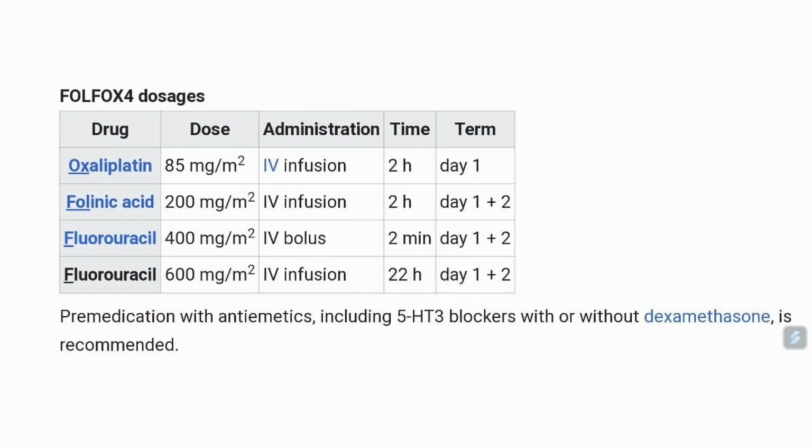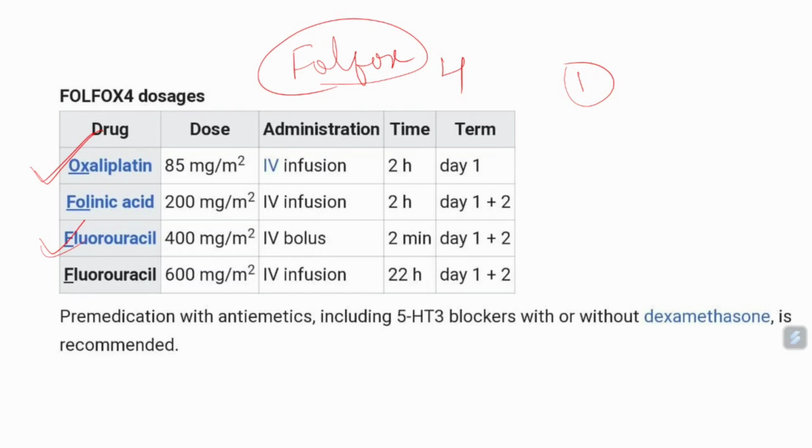Okay. Now, there is one very famous drug regimen called the Folfox 4 regimen. In this regimen, we have a platin, and oxaliplatin is very commonly used. And one fluorouracil is there, 5-fluorouracil. Along with 5-fluorouracil, folinic acid is already combined.